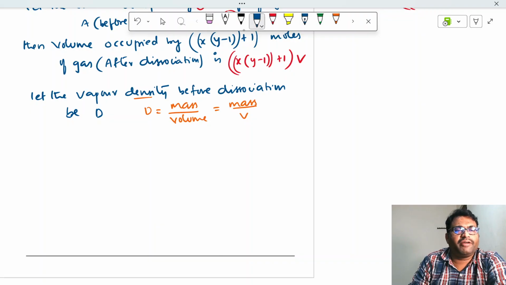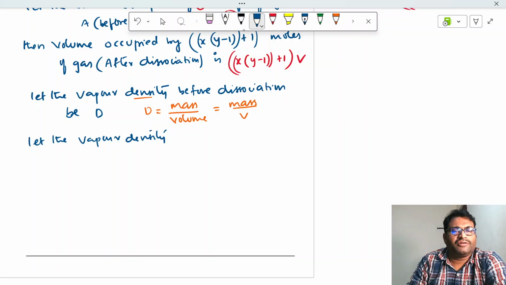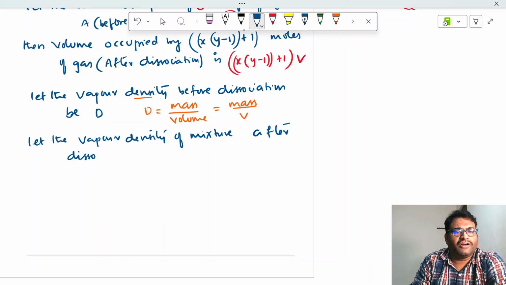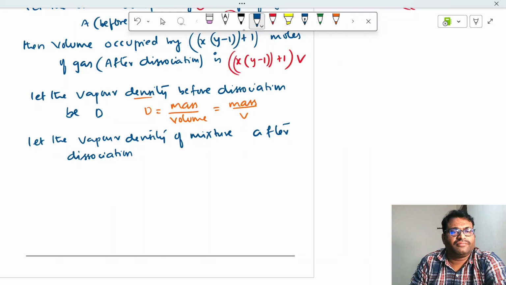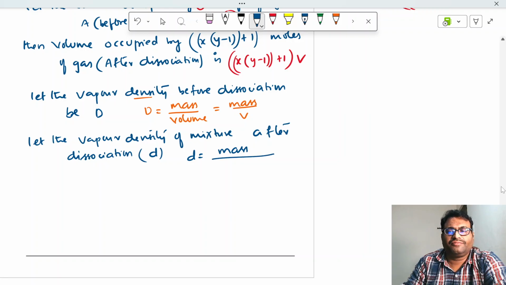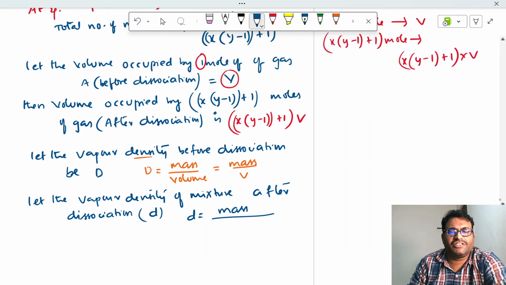Next, let the vapor density of the mixture of gases after dissociation be d. What is that? d can be written as mass by volume. Now volume is how much? Already we have discussed. It is x into (y minus 1) plus 1, into V.